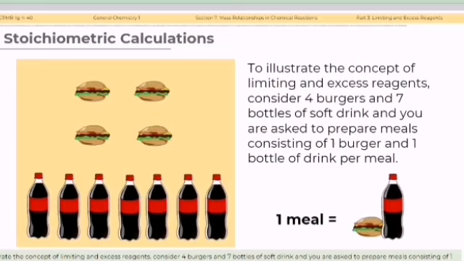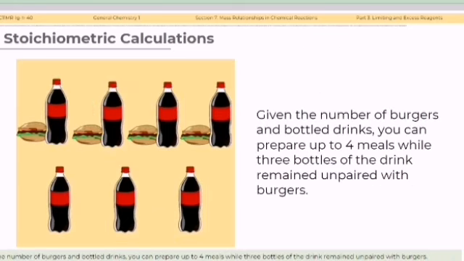To illustrate the concept of limiting and excess reagent, consider 4 burgers and 7 bottles of soft drinks, and you are asked to prepare meals consisting of 1 burger and a bottle of drink per meal. Given the number of burgers and bottled drinks, you can prepare 4 meals, while 3 bottles of drink remain unpaired with burgers.